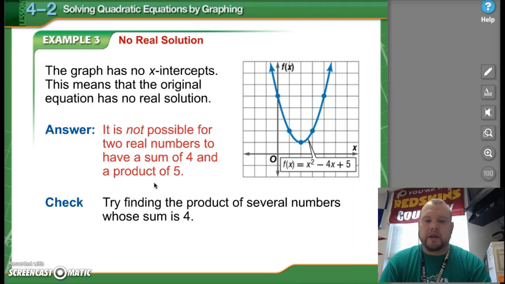And then negative 1 and negative 5. If you multiply negative 1 and negative 5, you get positive 5. But if you add negative 1 and negative 5, you get negative 6. And again, that's not a sum of 4. And those are the only ways you can multiply two numbers to get 5. So clearly it's not possible to have a product of 5 and a sum of 4.